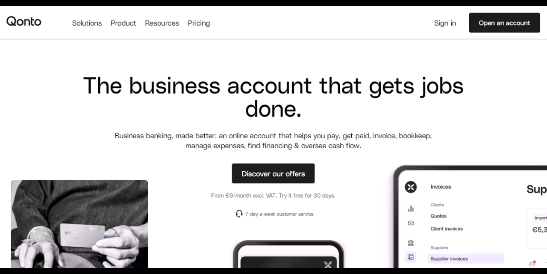Qonto has become a preferred digital banking platform for startups, freelancers, and small businesses across Europe, but its real power shows when it is correctly integrated with accounting software. The best Qonto accounting integration method is one that eliminates manual work, maintains clean financial records, and gives real-time visibility into cash flow and dollars.